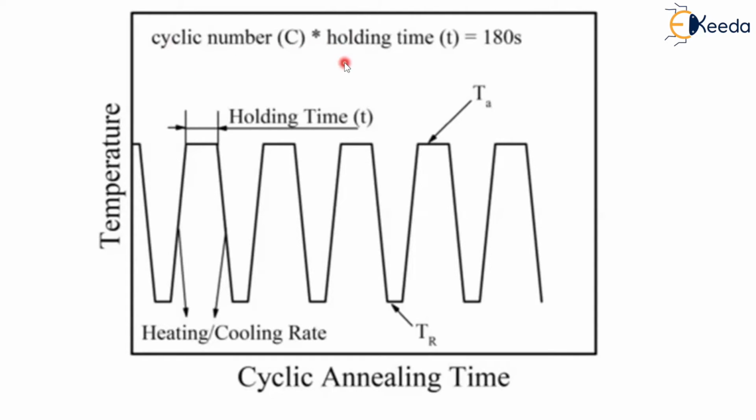So that you have to be calculated, and with the help of some formulas, cycle number, you could say that if you consider the cycle number as C, holding time as T. So if you multiply this cycle number and holding time, so totally it is 180 seconds. So that means how many number of cycles, up to what time you have to do. So that means one cycle you have to consider like this. So that means here from starting to end, how many number of times you have to heat and cool.